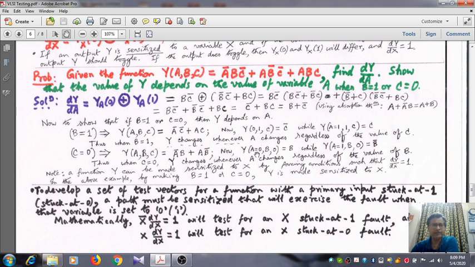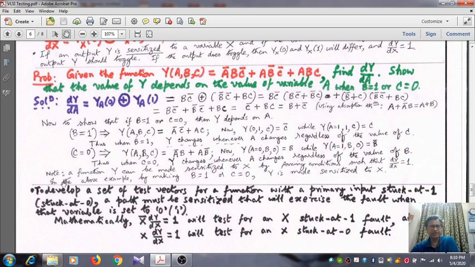Now Y, if you force A to 0, and B to 0, what happens? This becomes B. I'm sorry, if C is already 0, now you force A to 0, B is the only variable, so it becomes B. Whereas if you now force with C equal to 0, you force A to 1, then it becomes B bar. So B and B bar are definitely different. So when C equal to 0, Y changes whenever A changes regardless of the value of B. So that means Y is made sensitized to X.